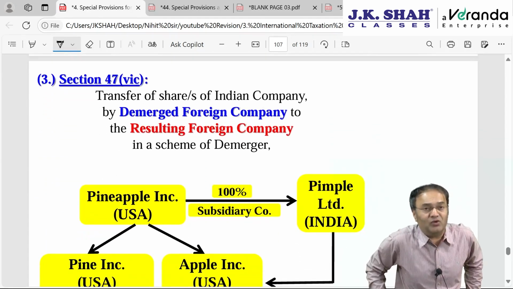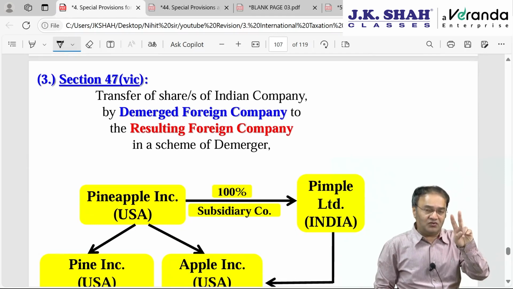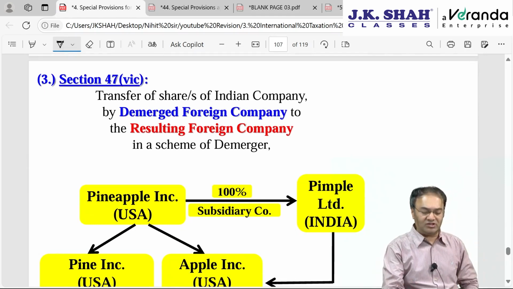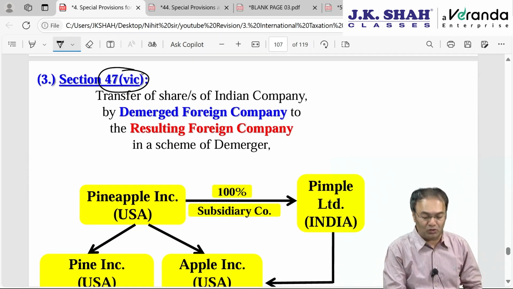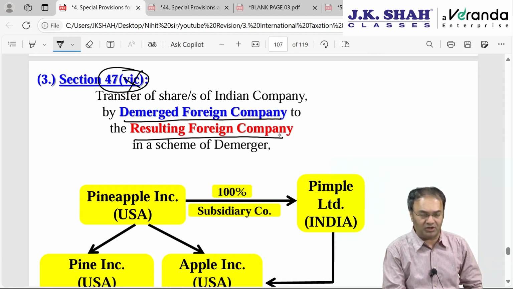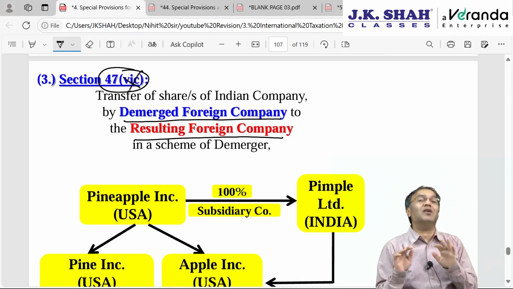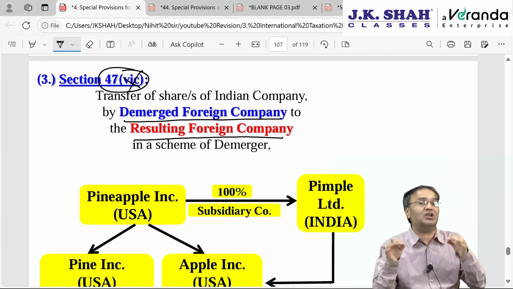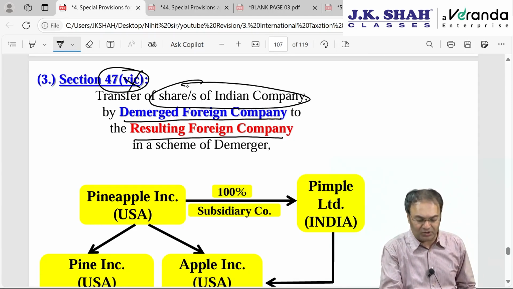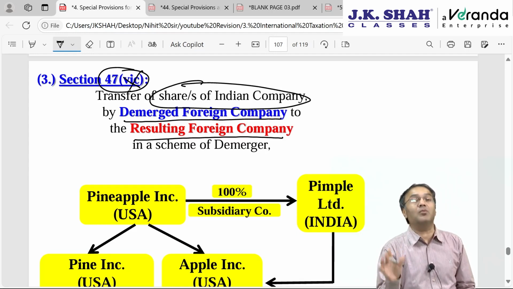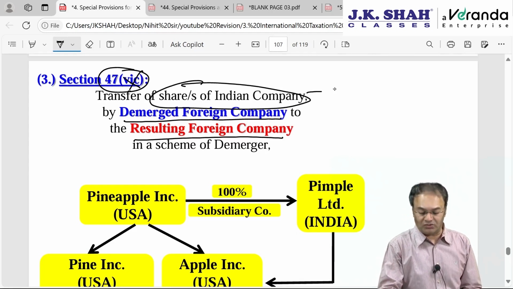Third one, same thing for demerger. Twice we discussed for amalgamation, again 2 times for demerger. Section 47 clause 6c, you don't need to remember the clause number. Demerged foreign company transferring to resulting foreign company. Both of them are foreign company, transferor, transferee. India should have no right to interfere, but if what is getting transferred is the shares of Indian company, that's it. Indian government will have a right to charge tax according to section 9(1)(i).